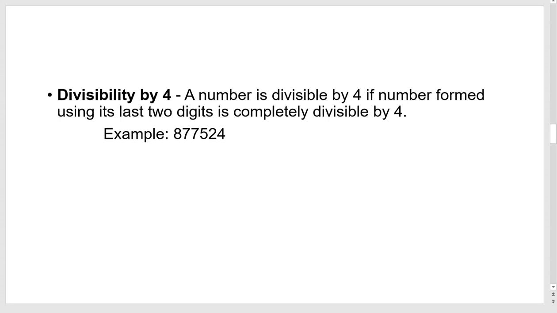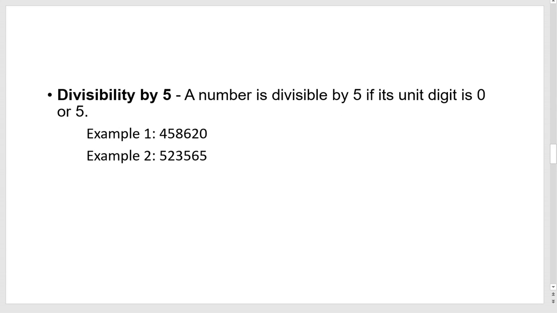A number is divisible by 4 if the number formed using the last 2 digits is divisible by 4. It means if a given number's last 2 digits are divisible by 4, then the whole number is divisible by 4. For example, 87754, where the 24 is divisible by 4, then the whole number is divisible by 4. Next rule, divisibility rule 5.